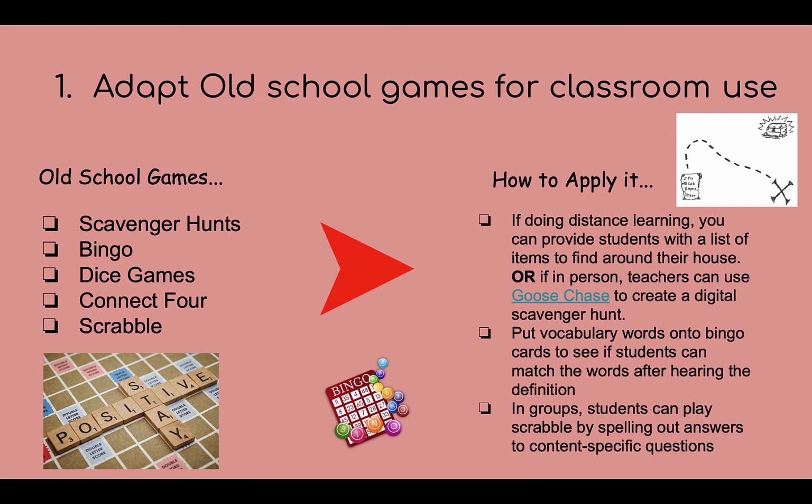Ways we can apply those games are, if using Goose Chase to create a digital scavenger hunt, you can send off students to take pictures, create a video, or search for the answer online to the specific topic. Next, we can put vocabulary words onto bingo cards to see if students can match the words after hearing the definition. Lastly, in groups, students can play Scrabble by spelling out answers to content-specific questions.